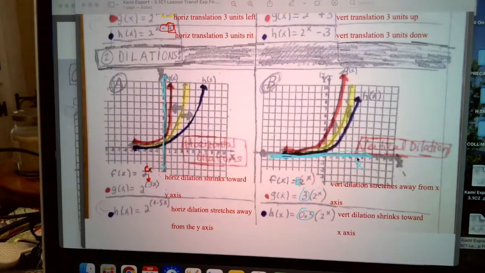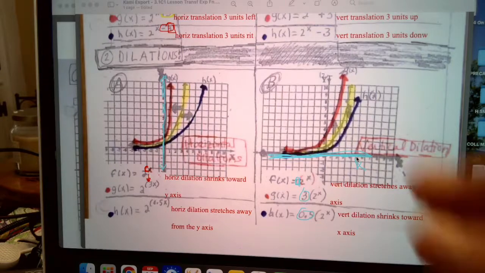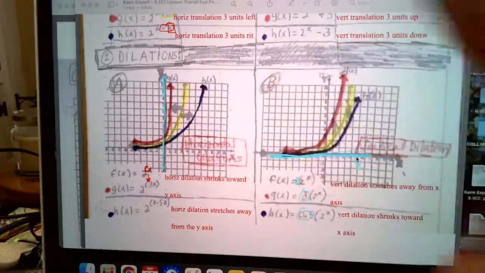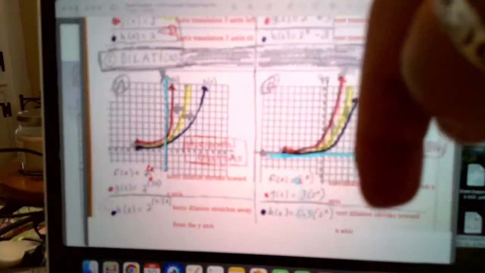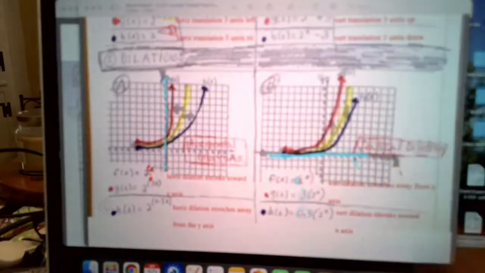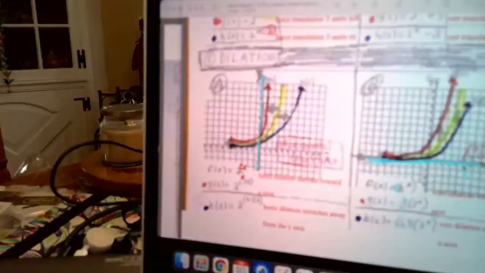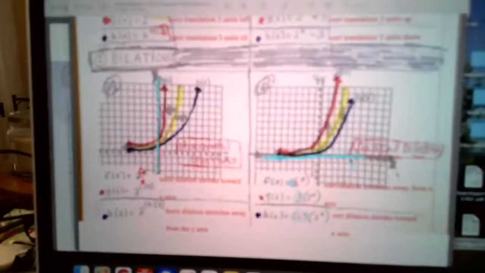So vertical movement means things will go up and down, okay? Horizontal, left and right. So we can see that these are pointing down towards the x or away from the x, and on the other side, it's pointing in or away from the y. Sorry about that.